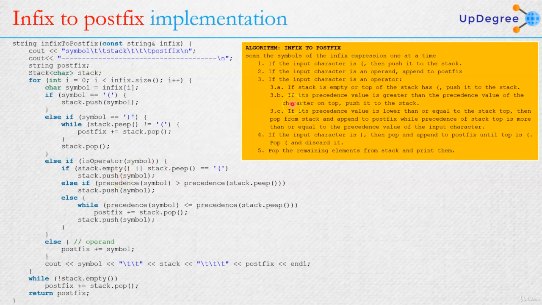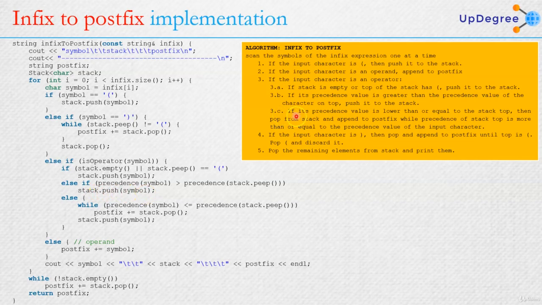Okay, rule number 3b says if the precedence value is greater than the precedence value of the stack top, then push it to the stack. So we are checking if the precedence value of the symbol is greater than the precedence of the stack top, then we are going to push it to the stack.